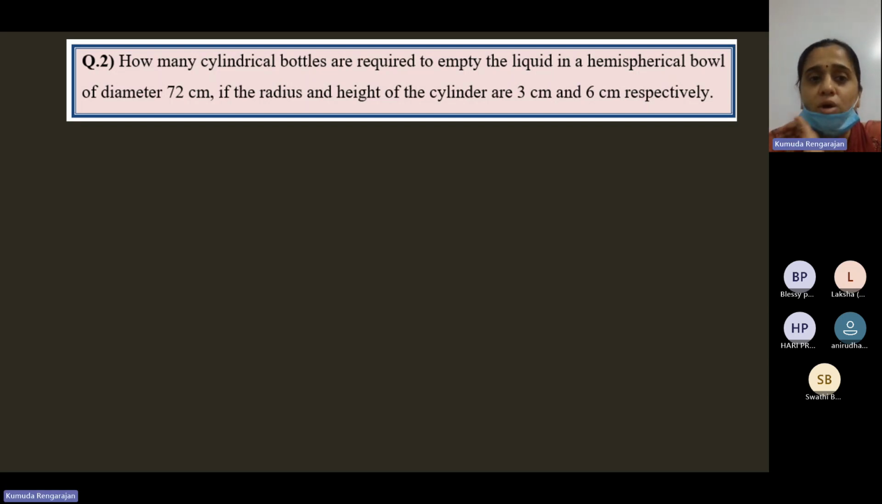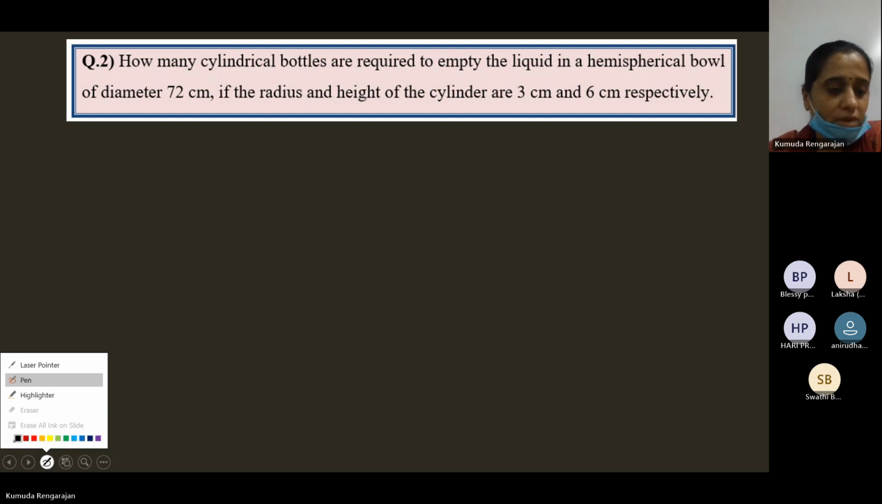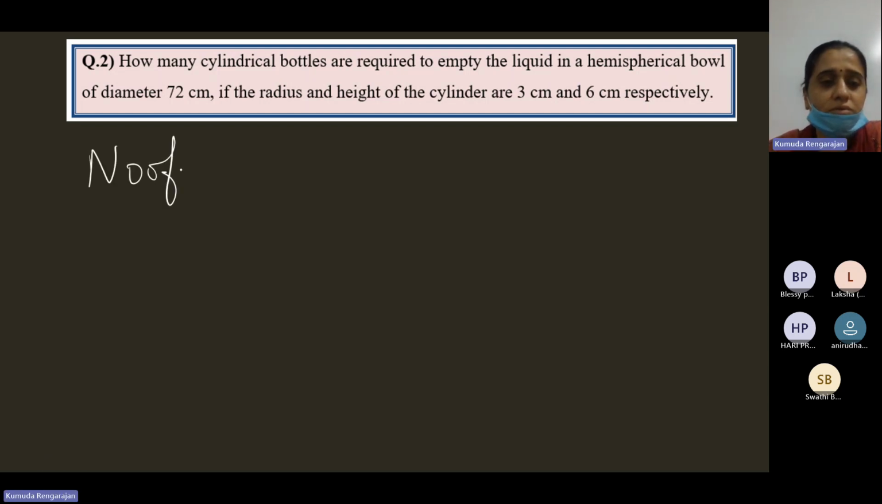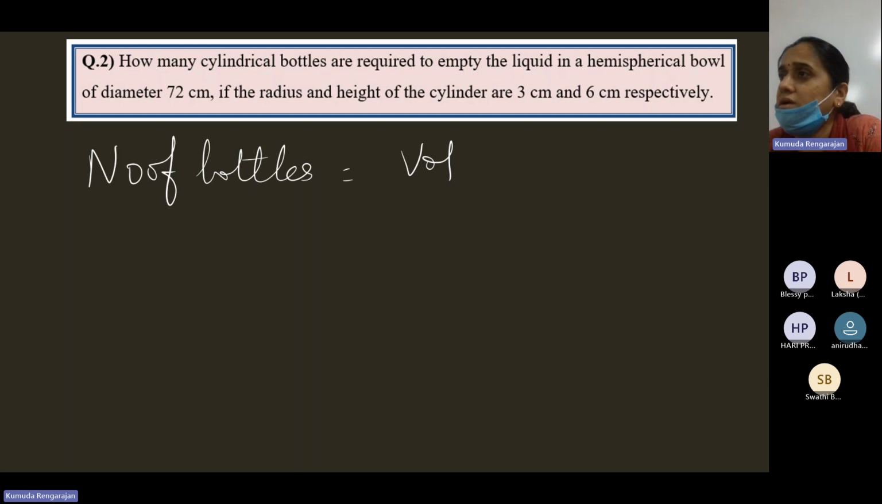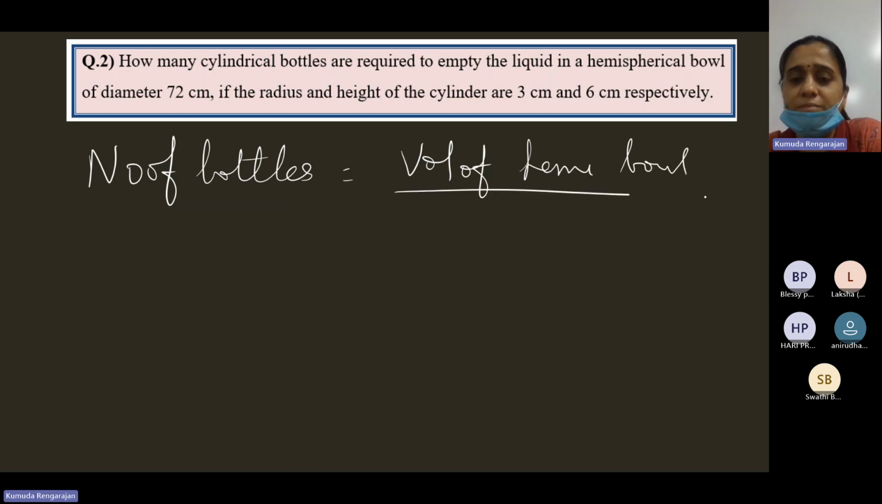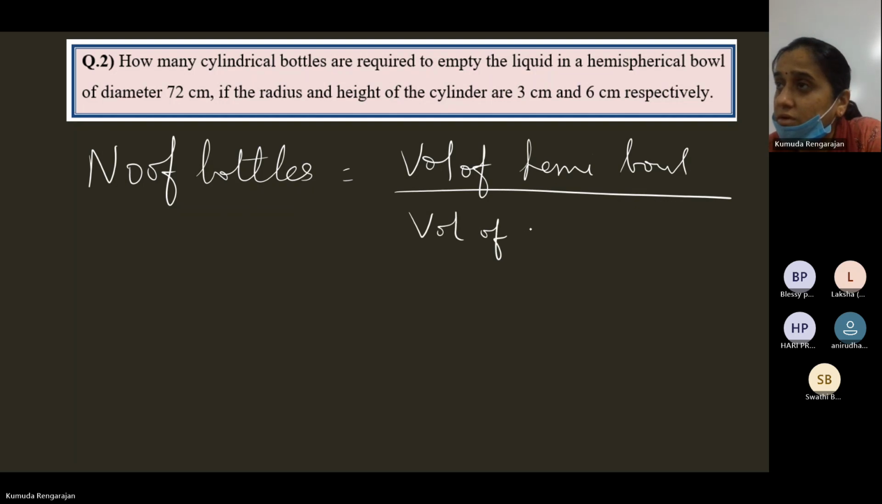Okay, so see here: how many cylindrical bottles are required to empty the liquid in a hemispherical bowl of diameter 72 centimeters, if the radius and the height of the cylinder are given to you? So what did I say? How do you find the number of bottles? The number of bottles is equal to the volume of the big one. Which is the bigger one here? Hemispherical bowl. Volume of the hemispherical bowl divided by volume of one cylindrical bottle.